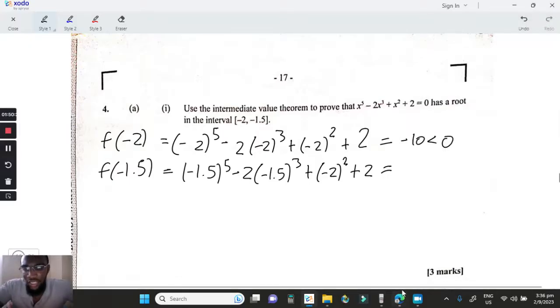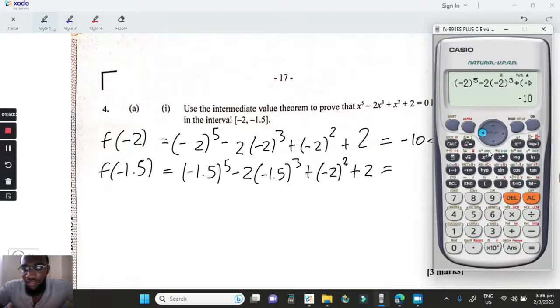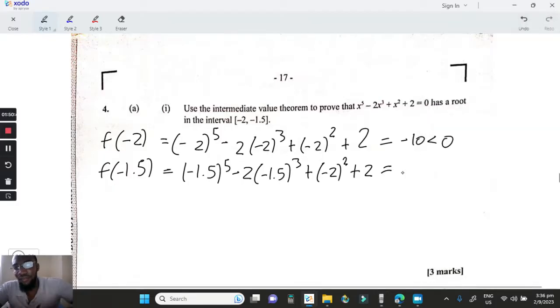Then we need to change it now to 1.5. We change it to negative 1.5. Change this to negative 1.5. Change this to negative 1.5. And that one is 3.40625, which is greater than 0.